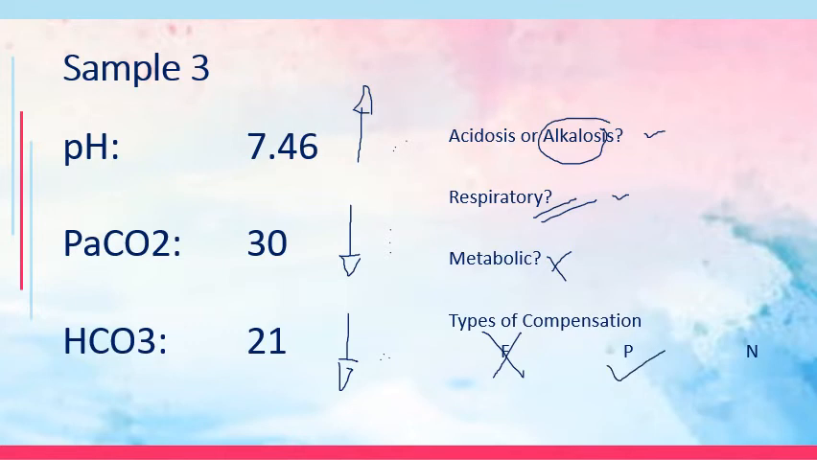Now, we just need to confirm. Will it be no compensation? For us to say that this is no compensation, we will be checking the bicarbonate levels if it is normal. Is it normal? Obviously, it's not. So, we are sure that this is not no compensation. So, the full interpretation for this one is respiratory alkalosis with partial compensation.